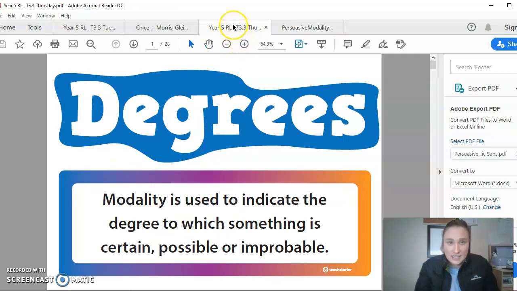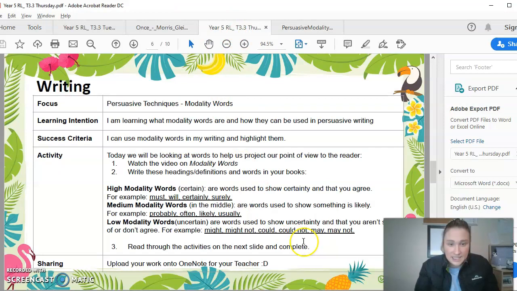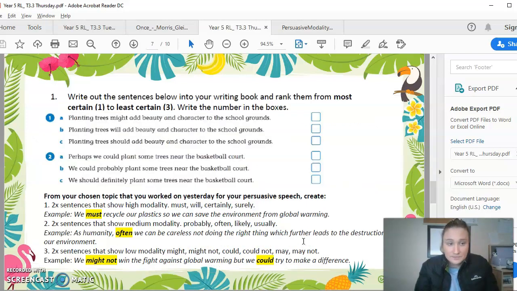So your task today is to obviously write these words down, okay? Make sure that you've got them available to you so you can use them. And then what you're going to do is write out the sentences below into your writing book and rank them from most certain to least certain, okay? So you'll probably just write 1, 2, 3. What you think is the most certain would be 1, and the least certain would be the last number, okay?